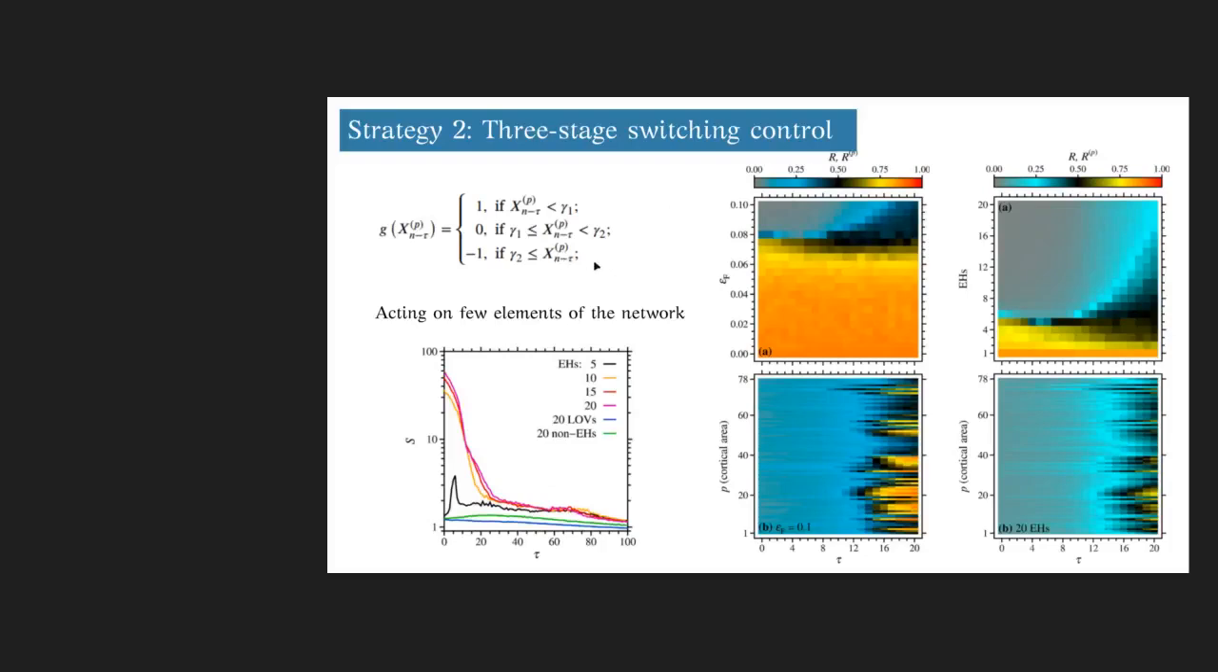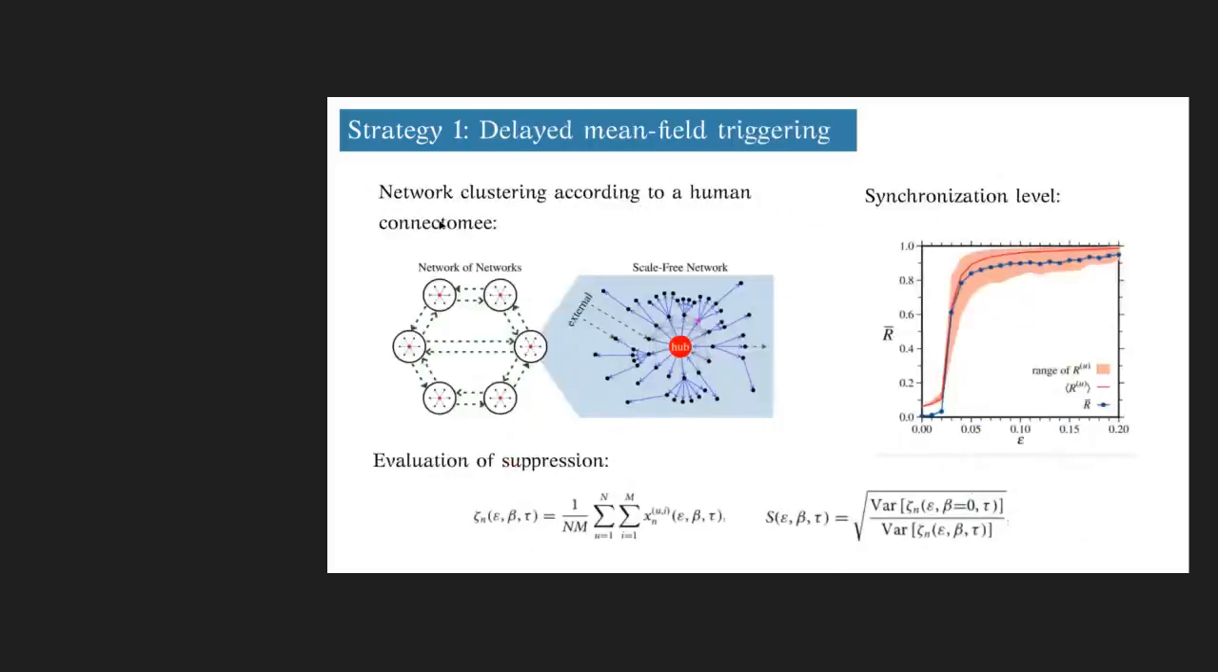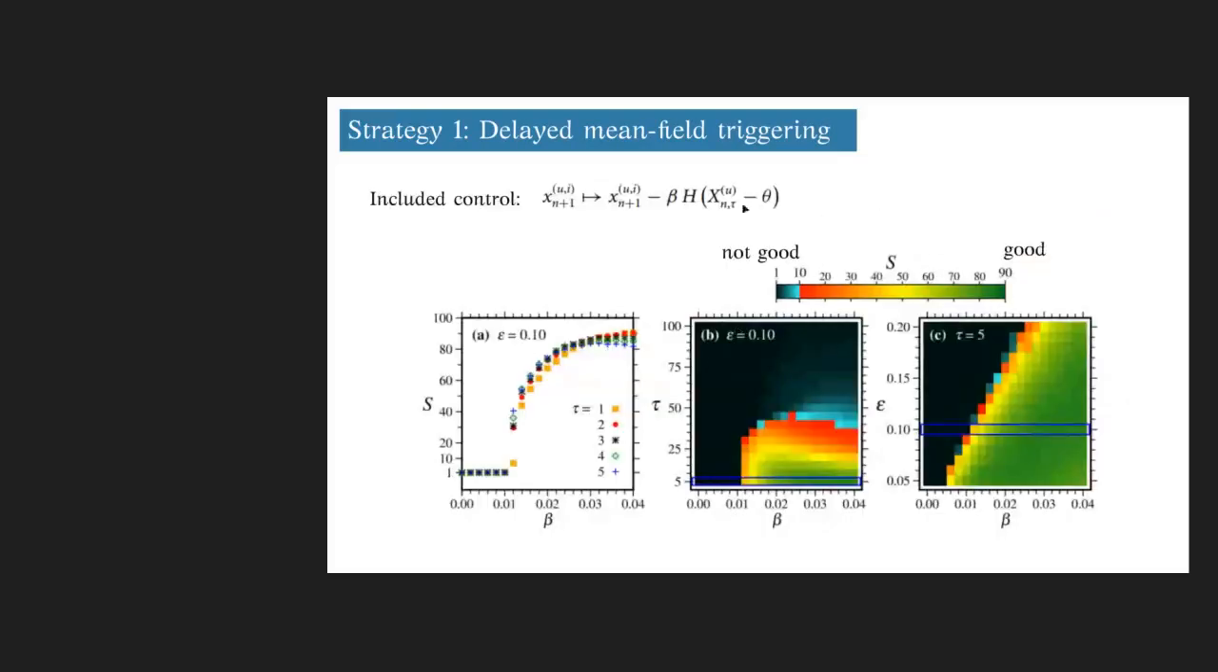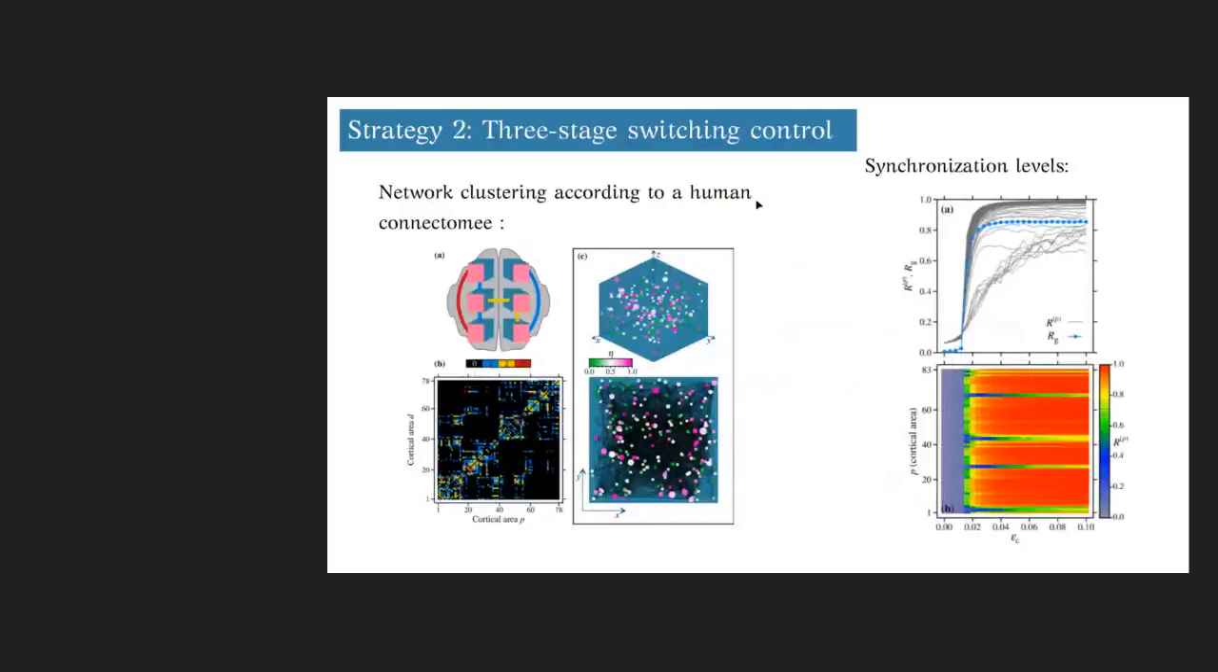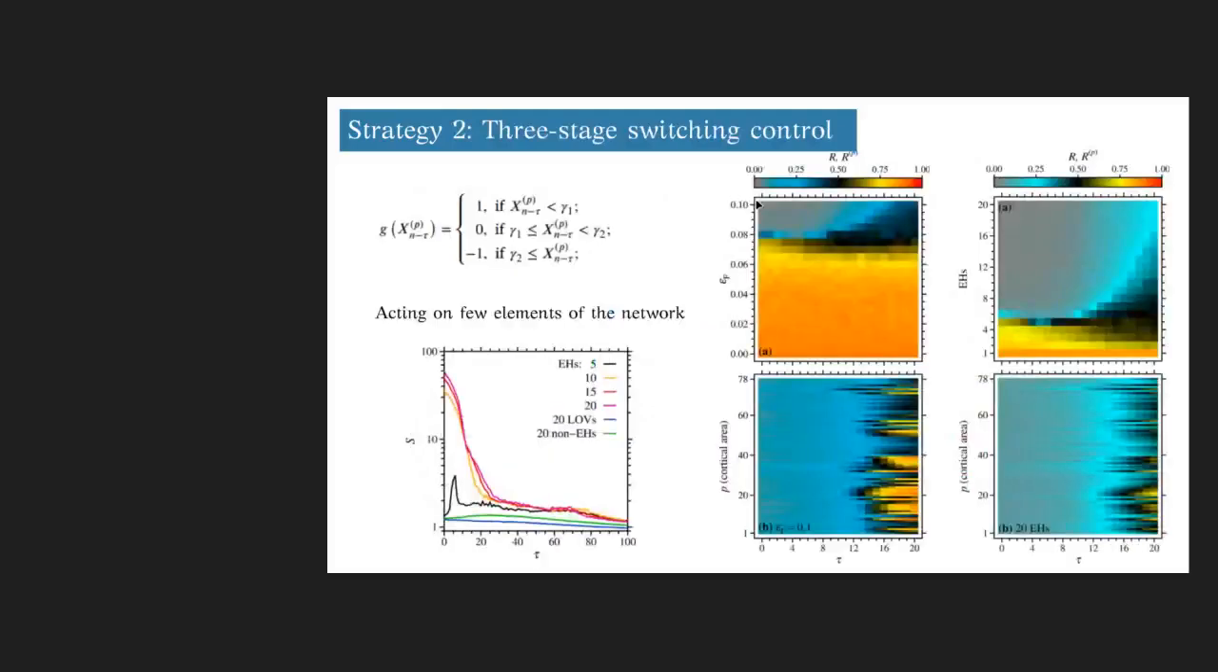We do not intend to apply this control in all neurons of the network. In the previous work, we applied this function in all neurons. In the case of the three-stage switch control, we do not intend to apply this control in all neurons of each subnetwork.